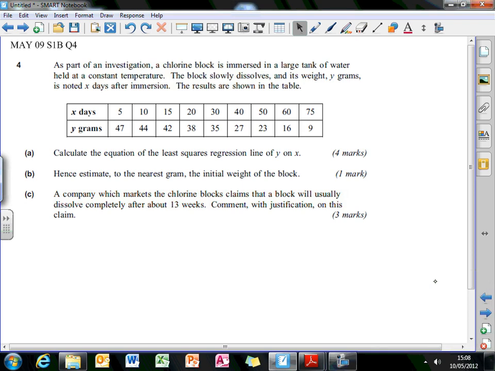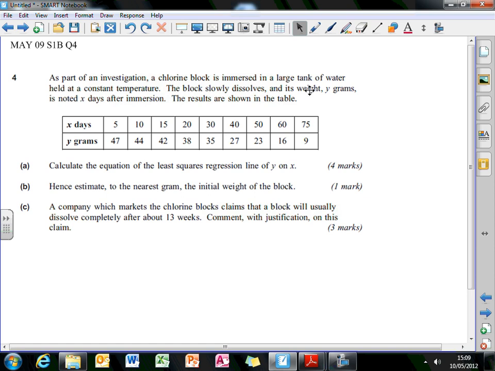Okay, so question 4. I like these questions. Calculate the equation of least squares regression line of y on x. So type the table in. Don't miss any points out. Don't accidentally mistype any into your calculator. In fact, this is one of the things for 4 marks I would do twice because it's only calculator work. If you just type it in your calculator, write it down, and then clear your calculator and do it again, hopefully you should get the same numbers.